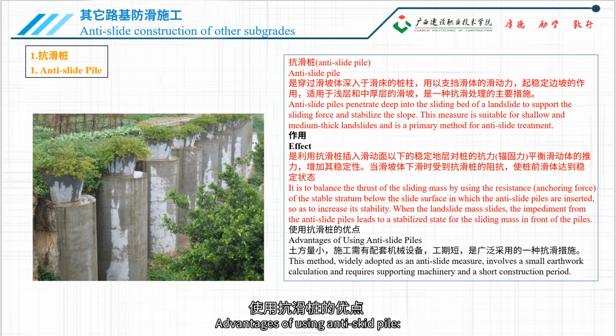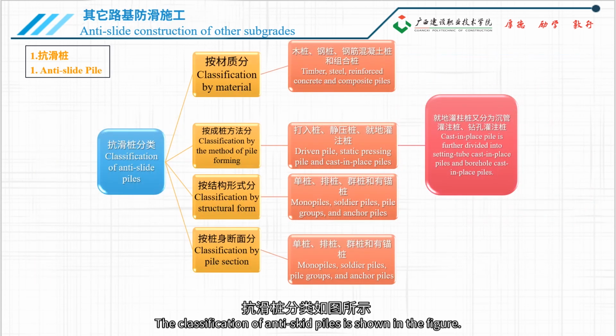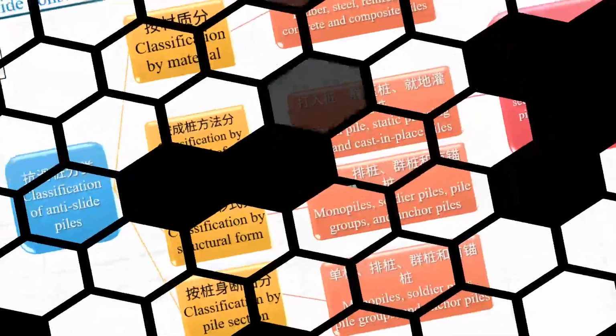Advantages of using anti-skid pile. Small amount of earthwork, supporting mechanical equipment required for construction, and short construction period. It is a widely used anti-skid measure. The classification of anti-skid piles is shown in the figure.